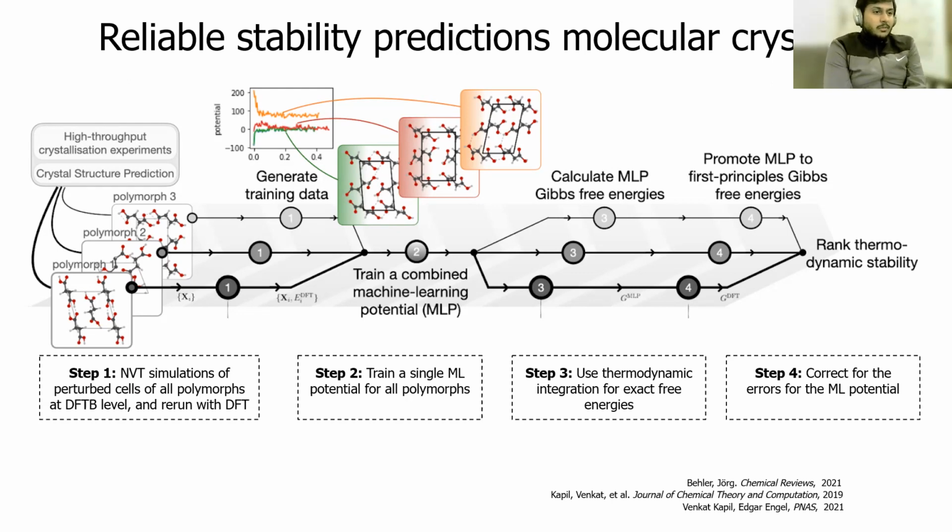So what we came up with is something that combines the previous 2 approaches, where we performed NVT simulations with a lot of perturbations at a tight binding level, density functional tight binding, the same that you saw. That creates a huge data set of perturbed and equilibrium arrangements of systems. And in this case, we also use path integral molecular dynamics at the DFTB level to generate this training data.